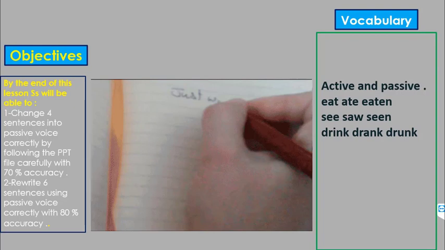Now, let's try to understand what's meant by the passive voice. A sentence is in the passive voice when the subject is acted on by the verb. So I mean a sentence is in the passive voice, on the other hand, when the subject is acted on by the verb.